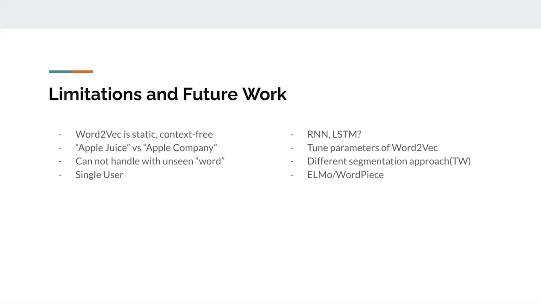Another limitation is about our dataset. The dataset only records the activity data of one single occupant. Therefore, our classifier cannot handle multi-occupant activities. In the future, we will select a multi-user dataset to experiment with and try other dynamic word embedding models such as WordPiece and ELMo. We can also experiment with other classifiers such as LSTM to train the parameters of Word2Vec as well.